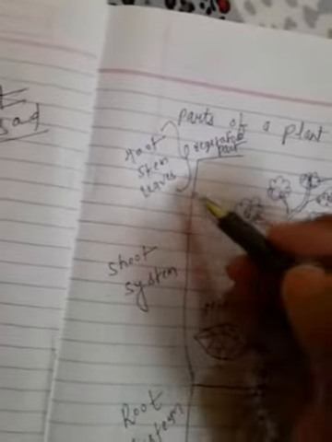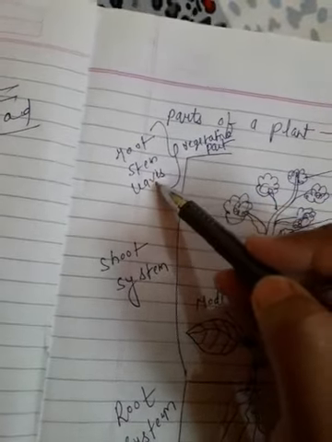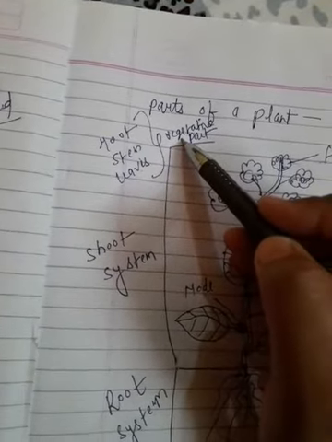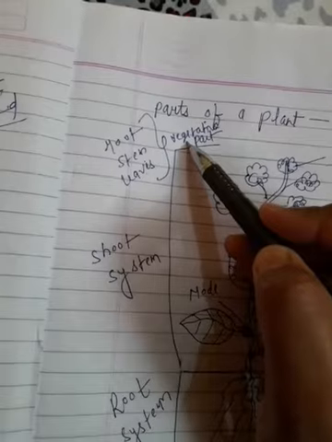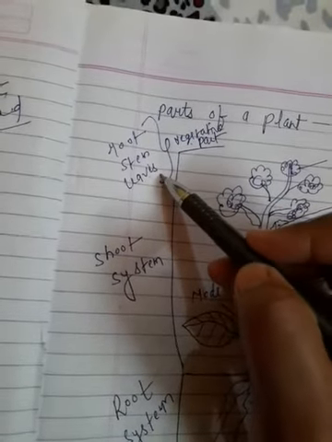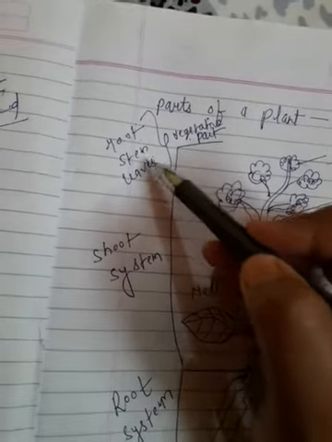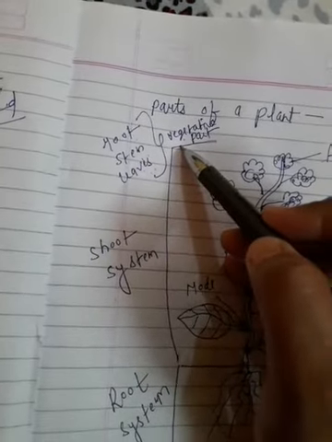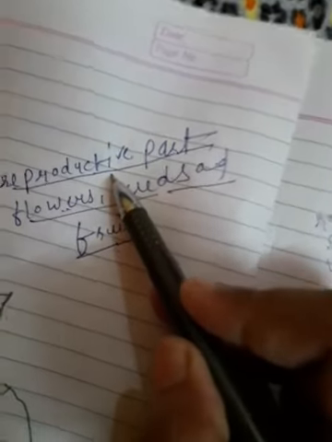And what is the vegetative part? Root, stem and leaves are called the vegetative part, and flowers, seeds and fruits are called the reproductive part. So you have to keep this in your mind. Now come to the root system.